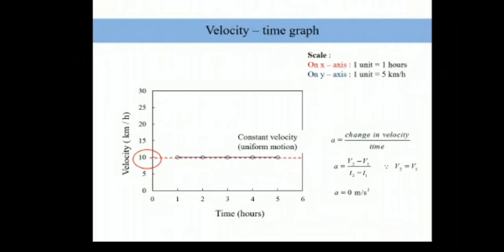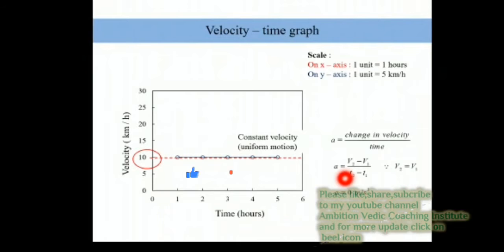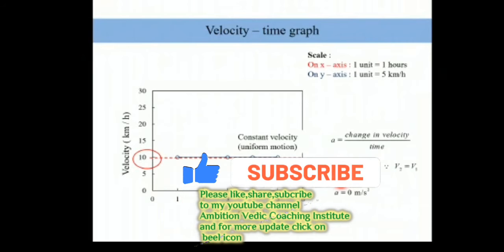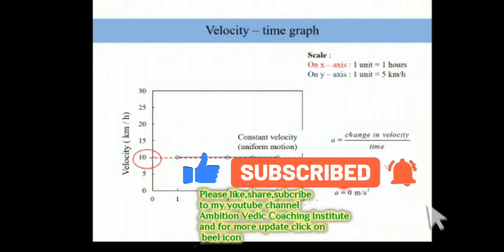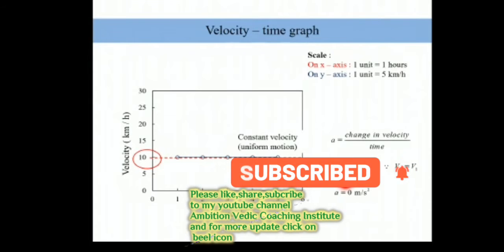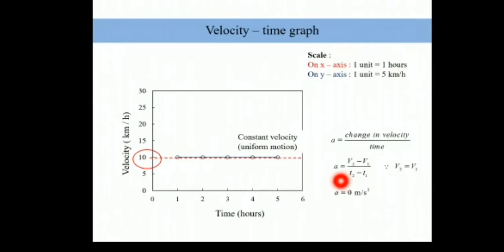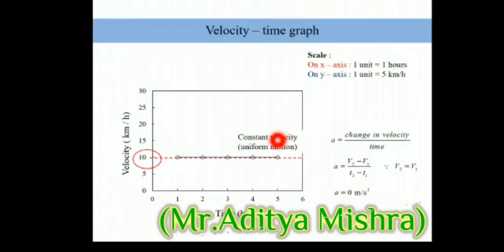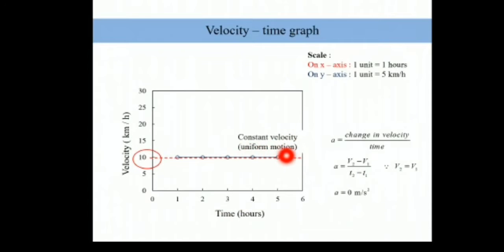If the vehicle is moving with a constant velocity, then the acceleration of the vehicle is 0. If the speed of the vehicle or the bike you are riding is not changing, that means the acceleration is 0. So acceleration is 0 when the velocity of the vehicle is constant, or when the vehicle is in uniform motion. What is uniform motion?